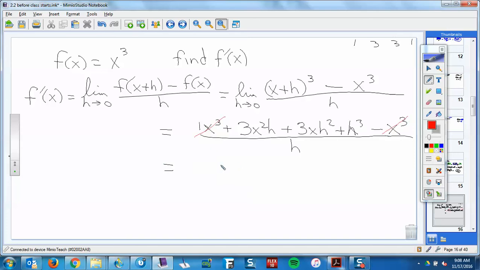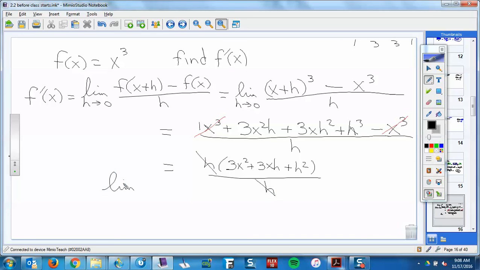What happens? The x cubes cancel. Just for the sake of time here, we'll shortcut a little bit. So what's that leave us? Can we take an h out now? We can take an h out, and that leaves us what? We're taking out an h, so that's going to be 3x squared plus 3xh plus h squared all over h. Boom.